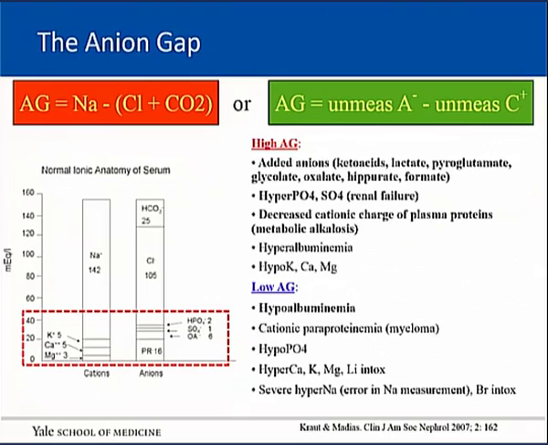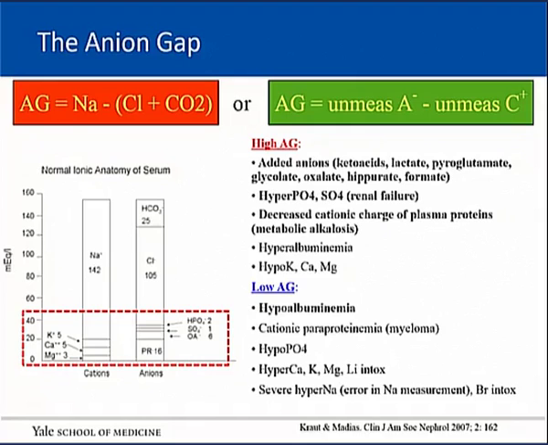So if you keep those in mind, you can see what the causes of high anion gap and low anion gap are. So you can see up on top that if you add several anions, that will increase the anion gap. If you have enough hyperphosphatemia or hypersulfatemia, as you see in renal failure, the gap will go up. Or if you decrease the cationic charge of plasma proteins, which is what happens in volume depletion causing alkalosis.